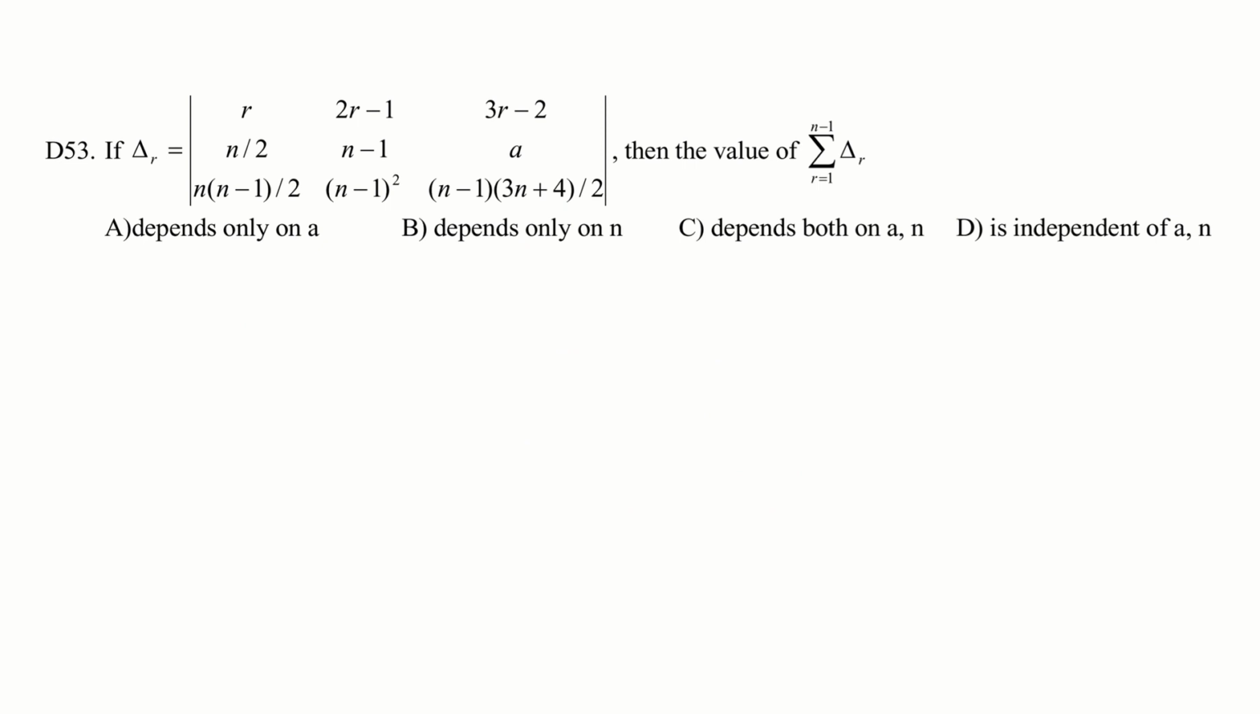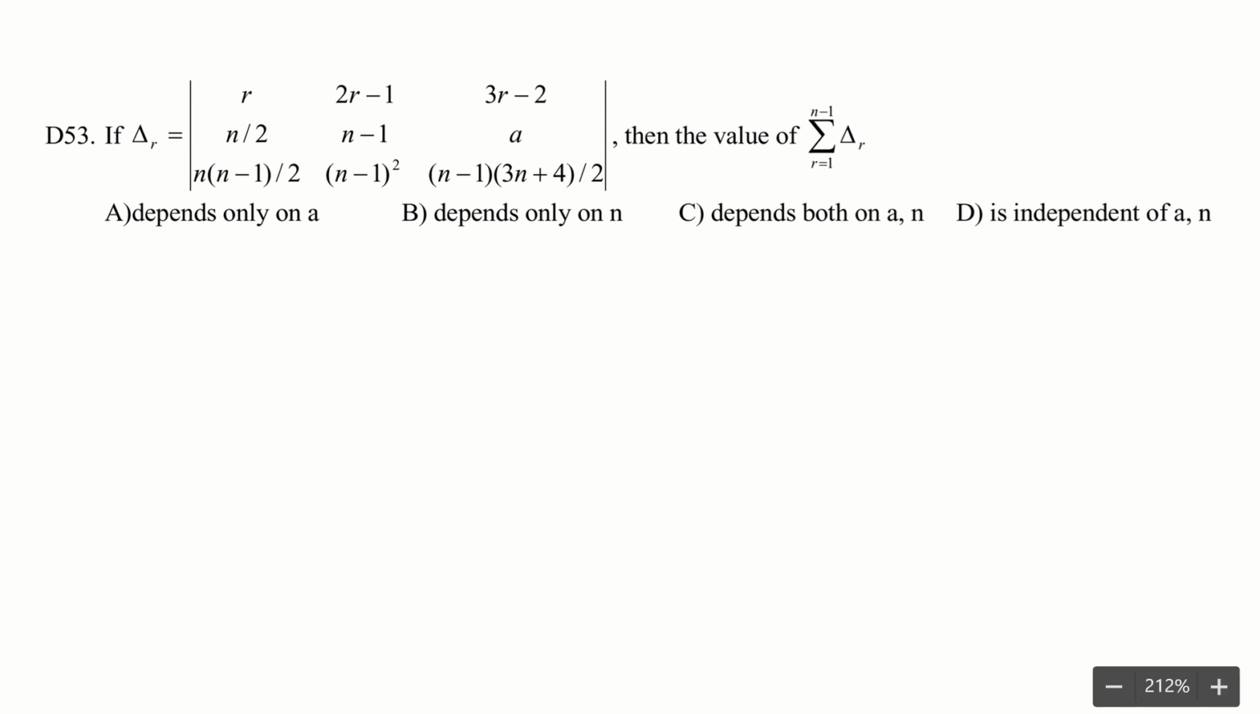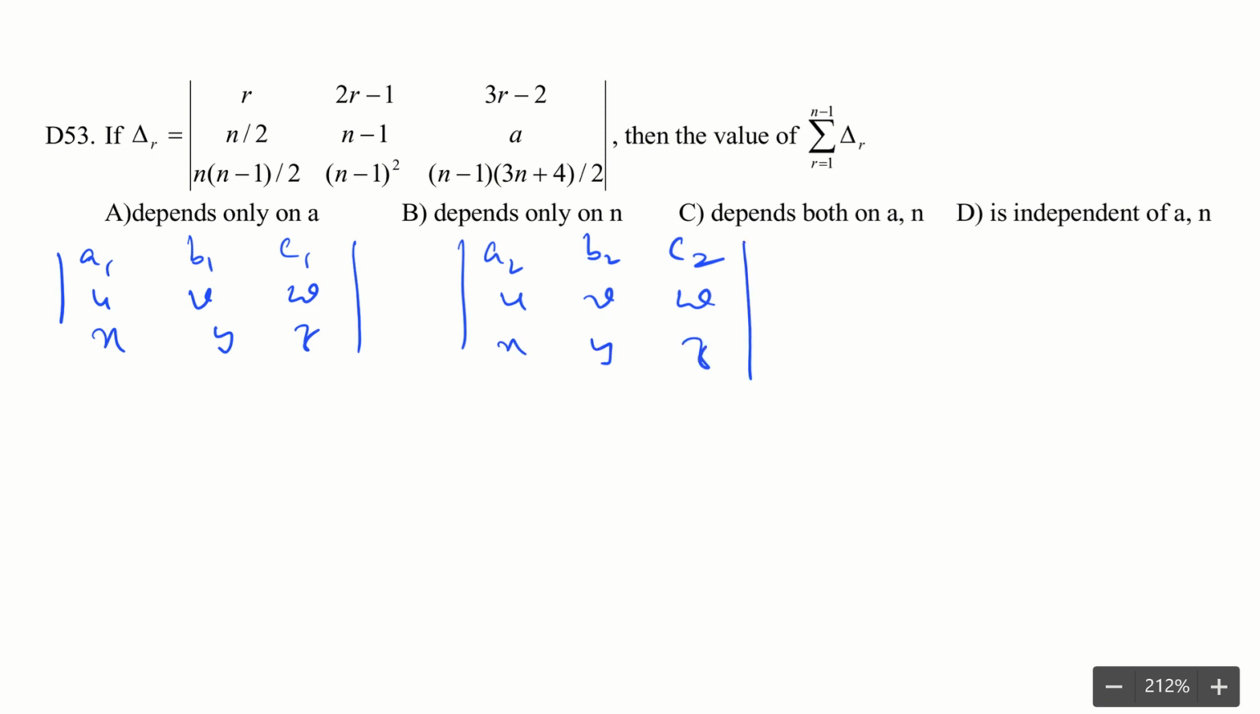Okay, in this problem, you see we have this property in determinants. If I have a determinant like this, A1, A2, A3, U, V, W, and here I have X, Y, Z. I'll do one thing. Here instead of A2, A3, let me take B1, C1. And I have one more determinant A2, B2, C2, U, V, W, X, Y, Z. And in another one, I have A3, B3, C3, U, V, W, X, Y, Z.